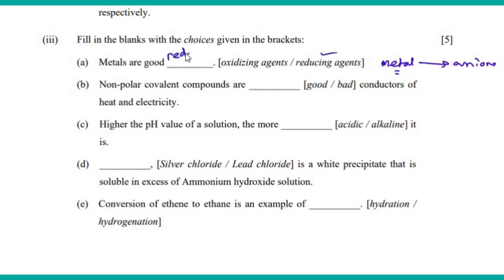Reduce other and itself get oxidized. Metals are good reducing agents. Okay. Now the next question. B. Non-polar covalent compounds are good or bad conductors of heat and electricity.